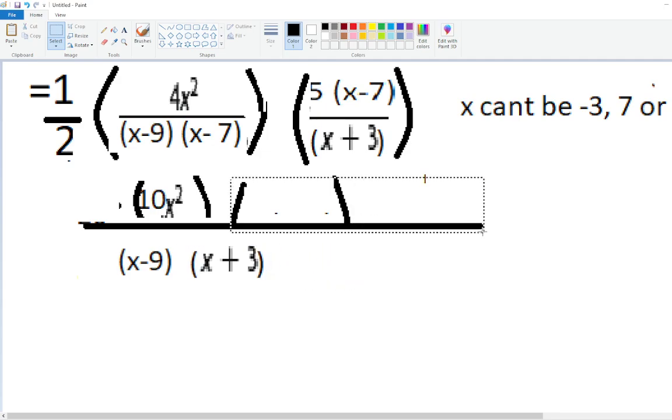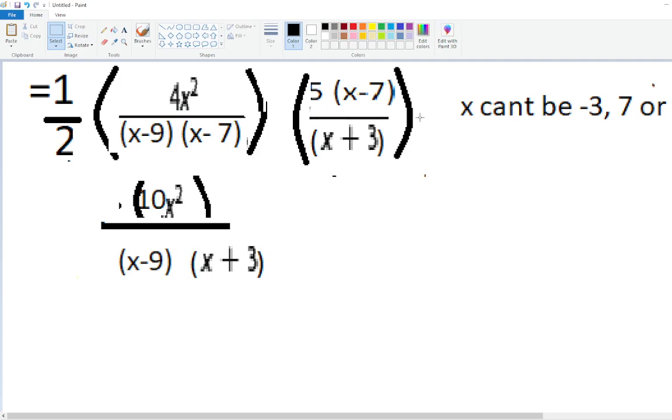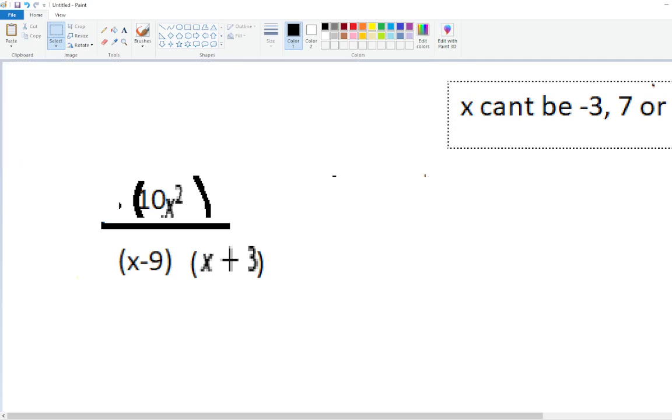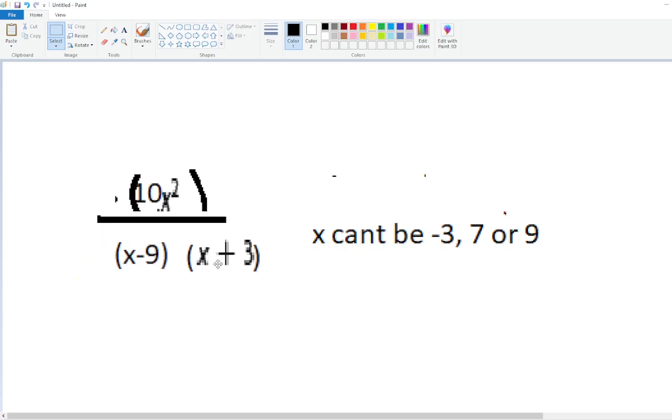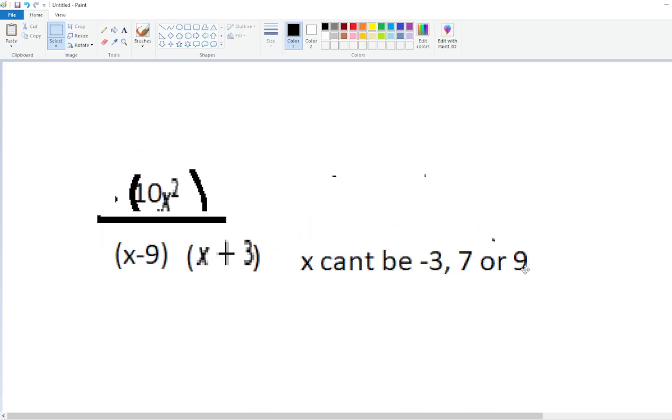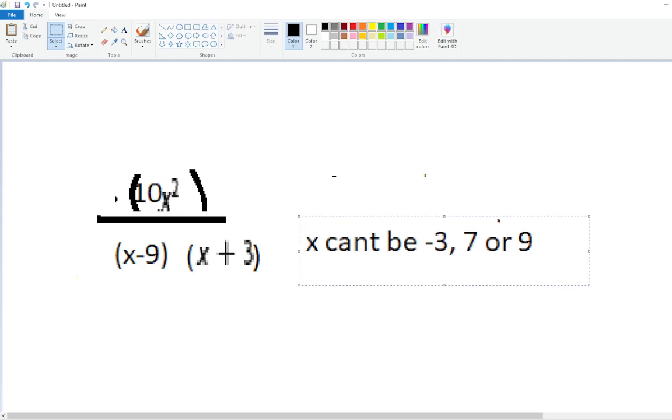I can't get anything more until they give me x, and I got rid of all of this, and these are still the restrictions. So it's 10x squared over x minus 9 times x plus 3. This is the simplified area of that triangle. If they give me x, I can figure it out. You just can't use these x's. Boom, done.